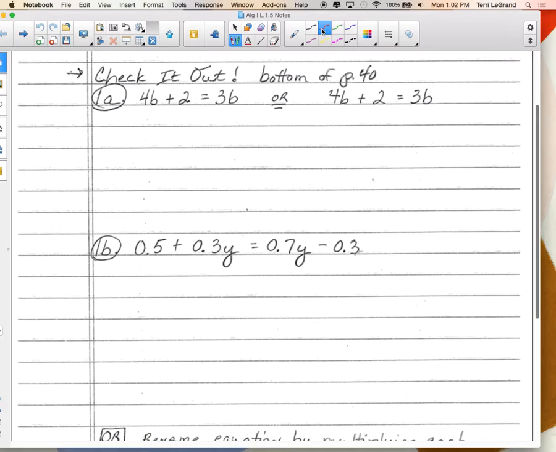So in this one, the first way we're going to solve it is this way. We're going to take away 4b, because that'll remove them from the left side. If we take it away on that side, we have to take it away on the right side also. Make sure your b's look like b's, not 6's. And then we're left with 2 on the left side. And what's 3b take away 4b? Negative 1b.